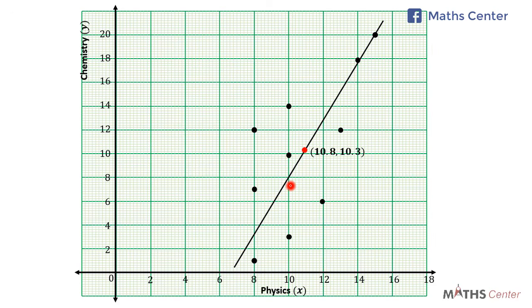Someone might choose a direction for his line of best fit that is slightly different from this, but you have to make sure that as many points as possible fall on the line and the number of points above it and the number of points below it are the same. Let's move on to the next part of the question.